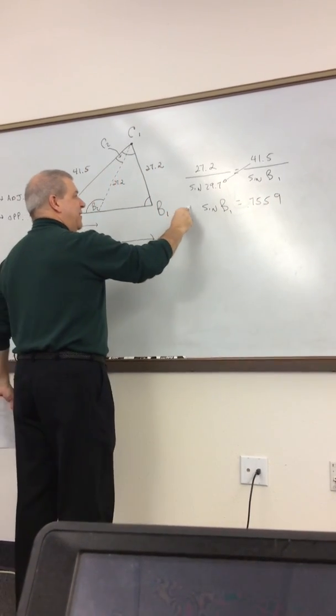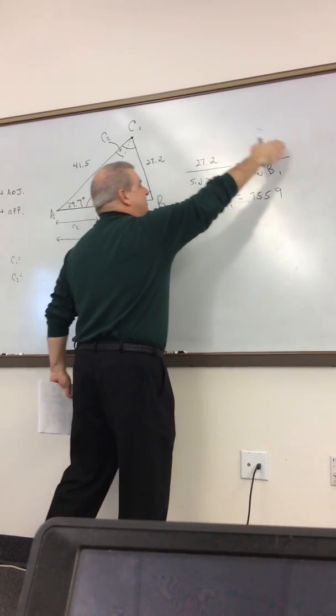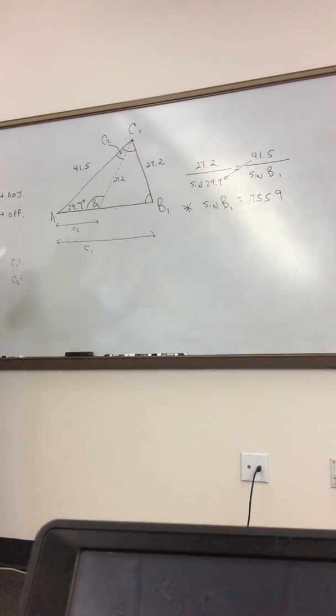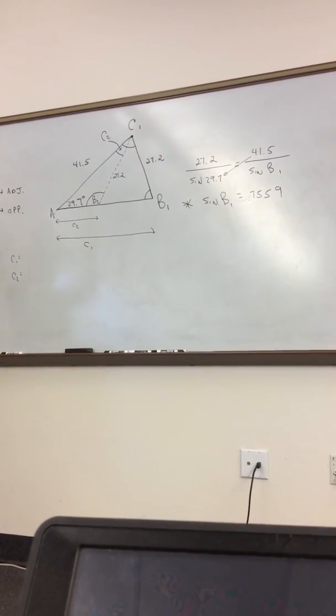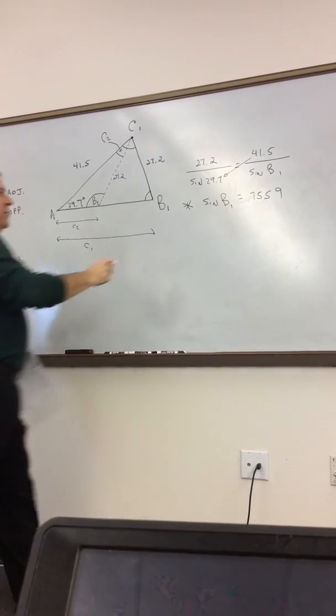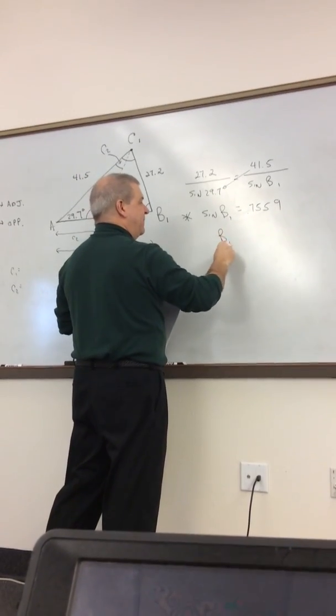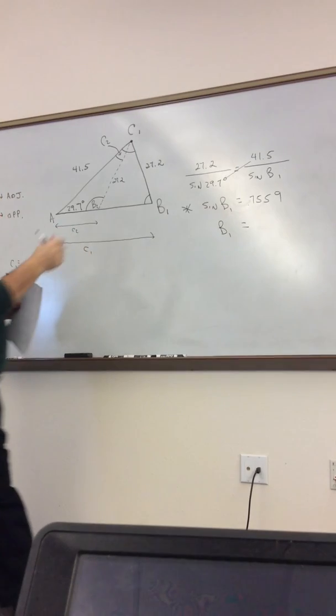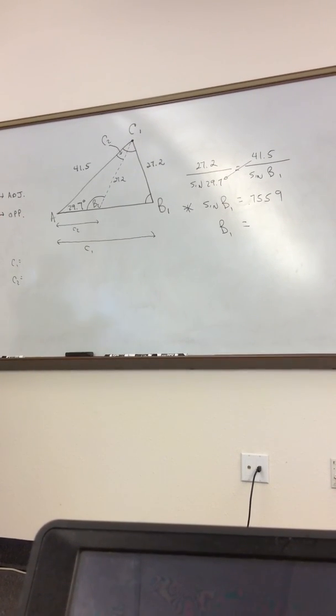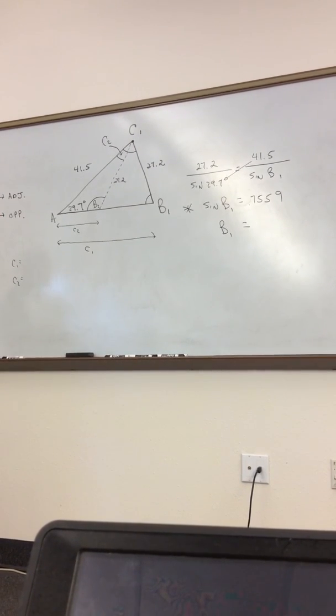0.7559. Fellas, this has to be written as part of your work. You can't say, well, I just did that somewhere. No, it's got to be on the paper. Okay, now go ahead and hit your second function key, right? Inverse sine. And somebody, give me b sub 1.